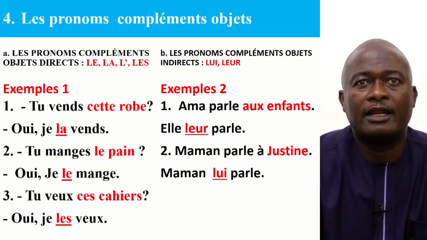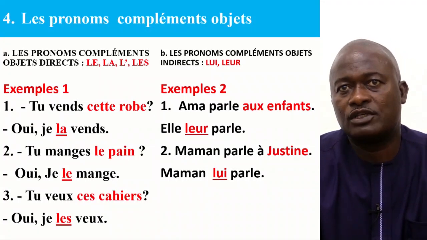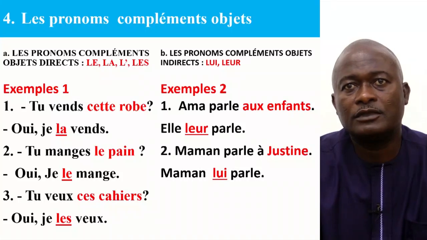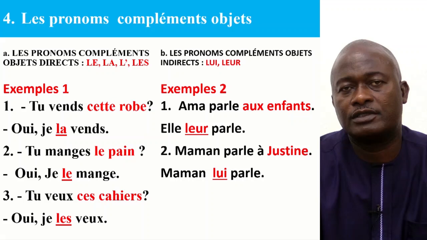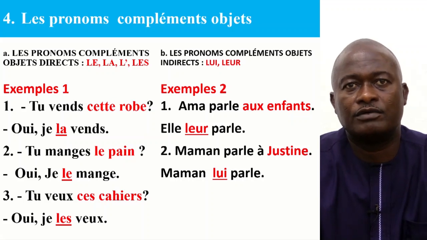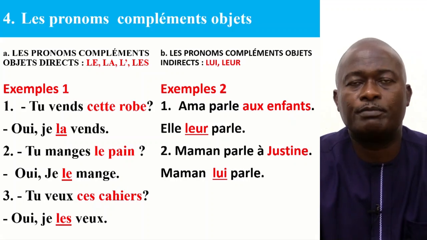Example: elle leur parle. Maman parle à Justine, mom is speaking to Justine. Justine being singular, feminine, we use lui to replace Justine when we are rewriting the sentence without Justine. So it becomes maman lui parle.